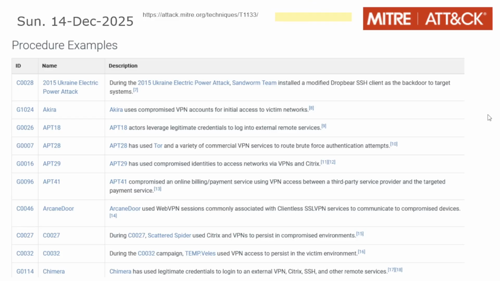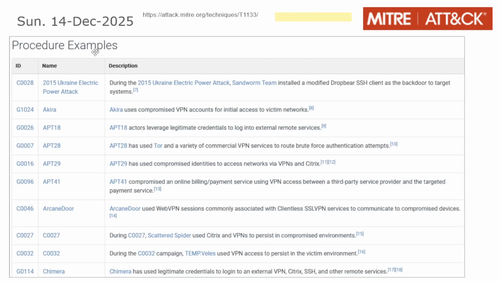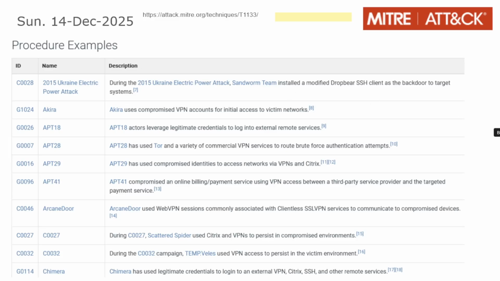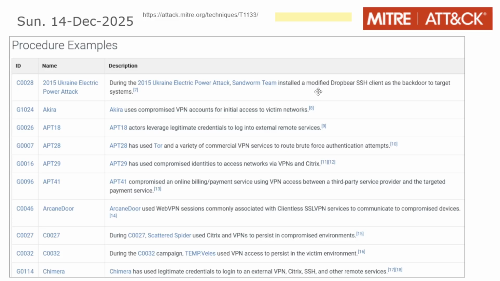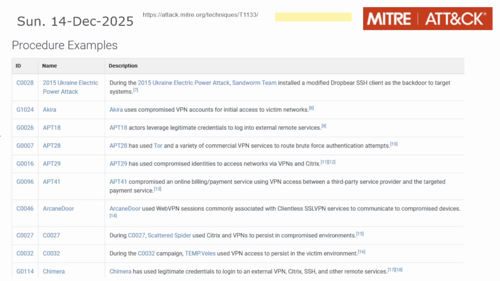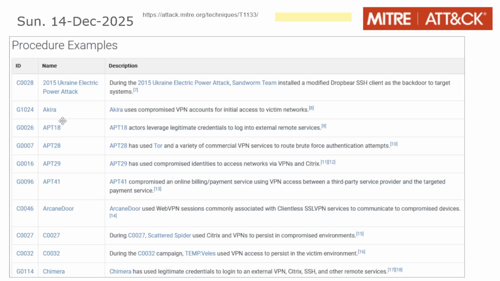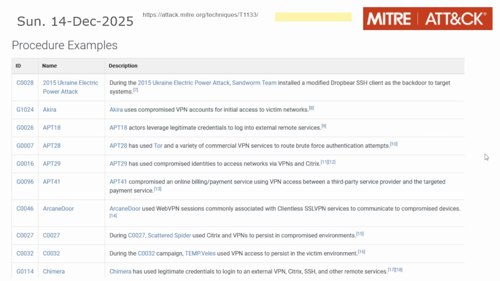So we have again some Ukraine electric power attacks here from 2015 that installed a modified DropBear SSH client as the backdoor to target the systems. Okay, that's a campaign. You have Akira, we have read that name, which uses compromised VPN accounts for initial access to victim networks. Yes, if you have a VPN account of a company, then you can access the resources, obviously.